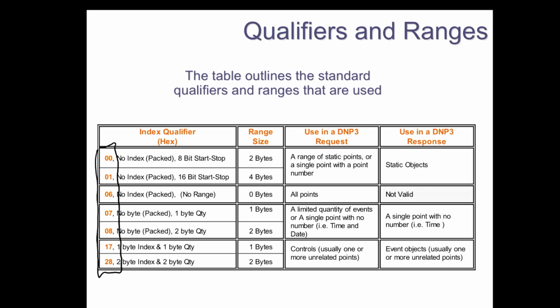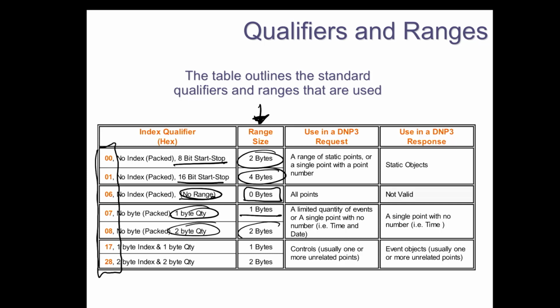But then what we see is the range field here that will be the result of a specific qualifier. Again, this is a review, but I'm going to make it quick. 8-bit start and stop means the range field is going to be 2 bytes. 16-bit start and stop, range field will be 4 bytes. A 06 qualifier, we know there is no range field, and that's why this is 0 bytes. What happens if you're looking for a number of points that can be expressed with a single byte? Well, then that would be a 1 byte quantity. The range field would be 1 byte, and that 1 byte would indicate the number of points that you want to read or write.